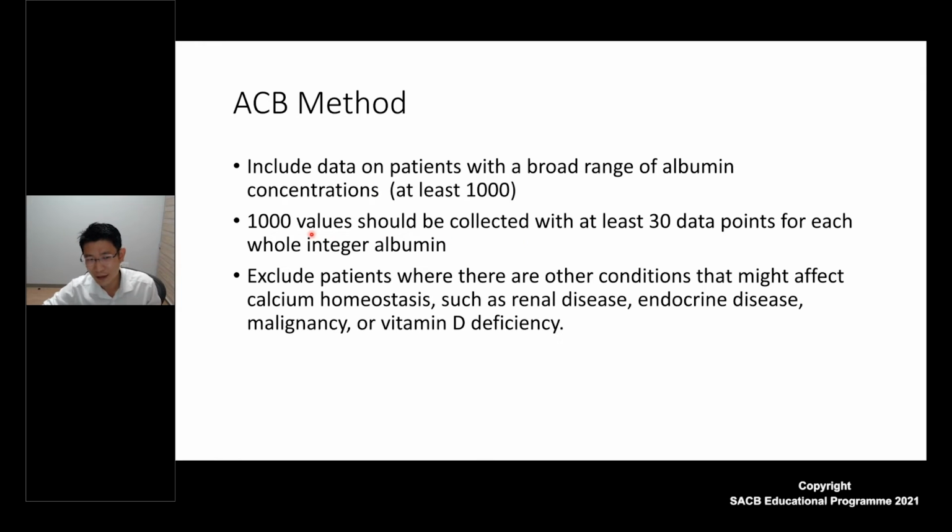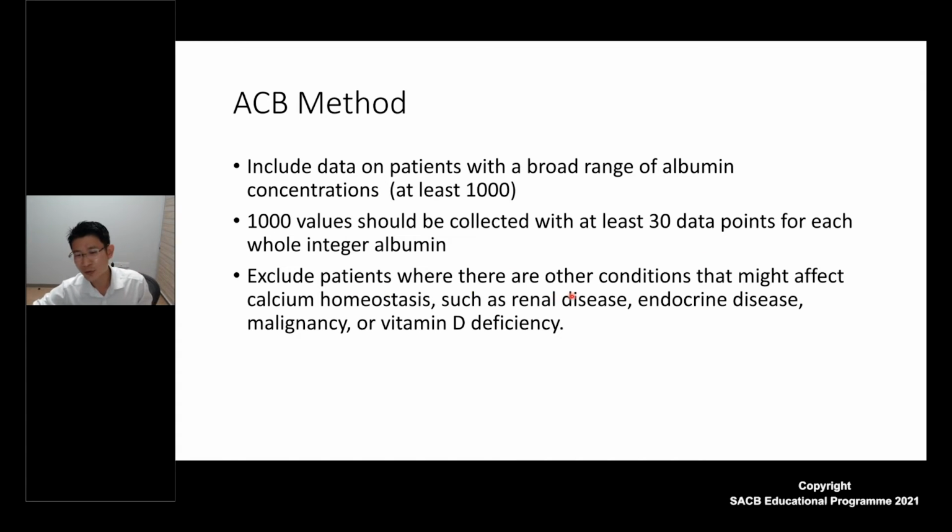These 1,000 calcium and albumin values should span at least 30 albumin values. It means maybe your albumin is 25 gram per liter, 26, 27, 28, 29, all the way up to 55 gram per liter, or 20 to 50 gram per liter. And actually, it's quite difficult to collect such a big set of patients, with such a big spread of albumin from 20 to 50.